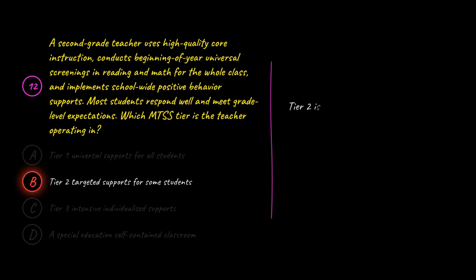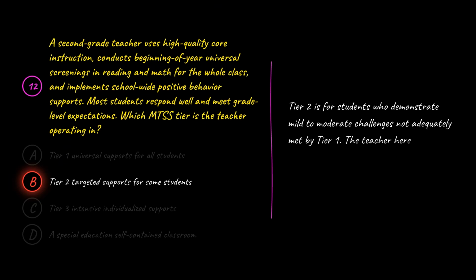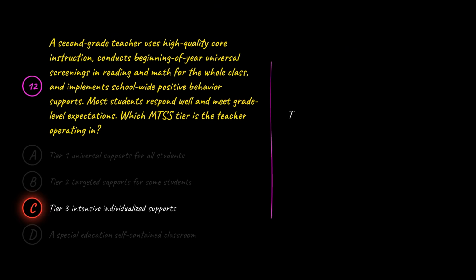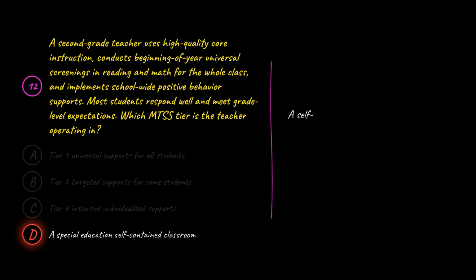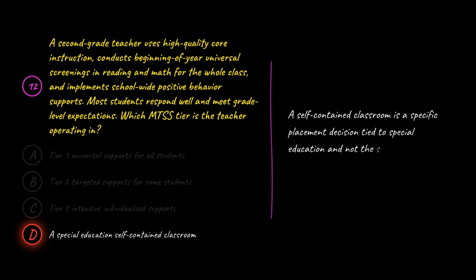B is wrong because Tier 2 is for students who demonstrate mild to moderate challenges not adequately met by Tier 1. The teacher here is working with the whole class on universal supports. C is wrong because Tier 3 is individualized and intensive, reserved for students with the most significant needs. Class-wide universal screening is not Tier 3 work. D is wrong because a self-contained classroom is a specific placement decision tied to special education and not the standard description of any MTSS tier.